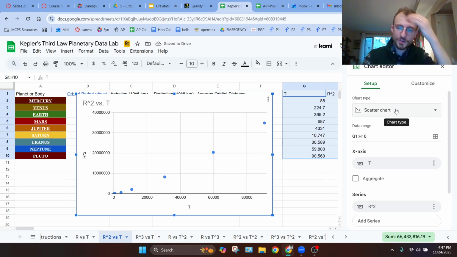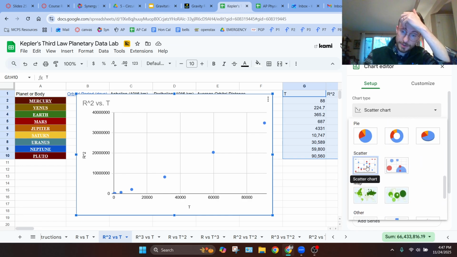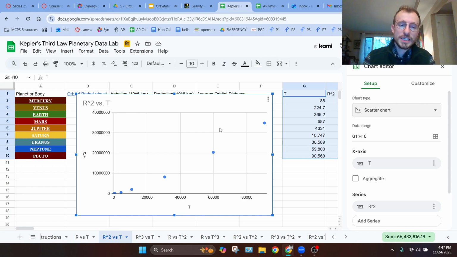Now, if yours didn't default to a scatter chart, you might have to click here and make sure you find the scatter chart, which is towards the bottom here. But mine did default that way. It's put the R squared value on the y-axis and the t value on the x-axis. And that's why it was important to highlight the column headers, because then it uses those column headers as the labels for the graph and also the title for the graph.